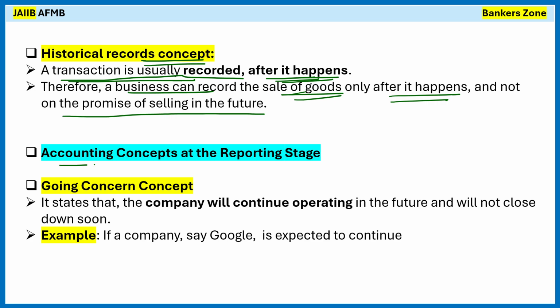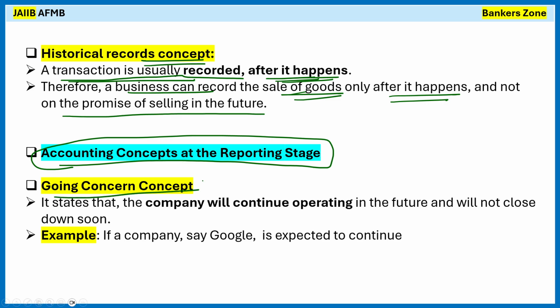Next, accounting concepts at the reporting stage. So what are the accounting concepts at the reporting stage? First is the going concern concept. So what is going concern? Going means it will continue to go on for a longer period of time. It is going, ongoing, going on year after year.